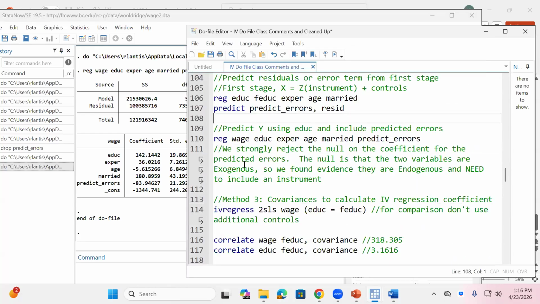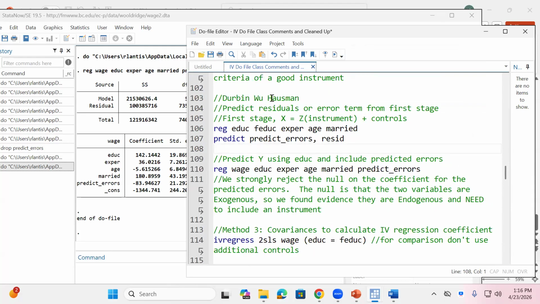So that would be our test for whether or not we need an instrument, our Durbin-Hausman test. Did I scroll too far? There we go.